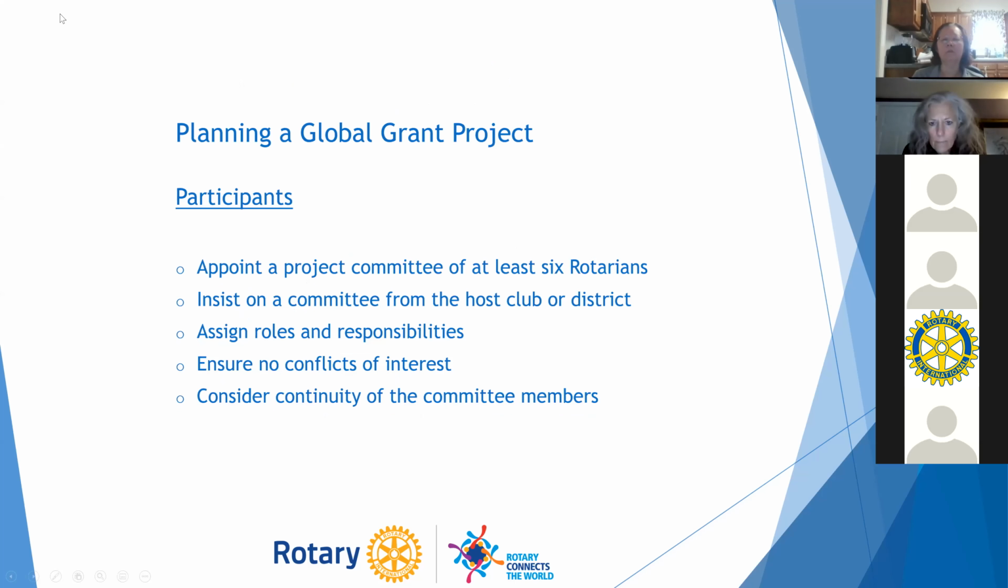In terms of planning your global grant project, there are a few administrative requirements. There has to be a project committee, both for the international sponsor and the host sponsor, of 6 Rotarians. They have to be from the same club, the host club or the international club, although it is certainly fine and great if you can involve Rotarians from another club. Within the structure, the project committee itself needs to be members from the host or international club.